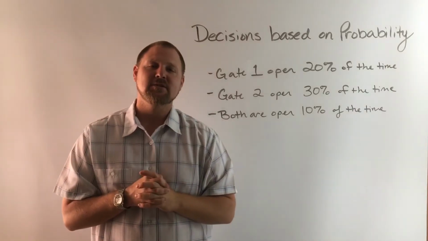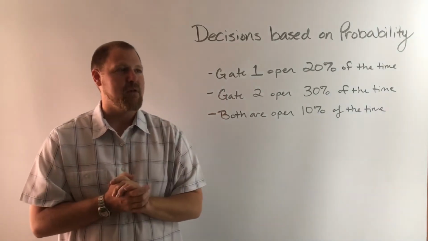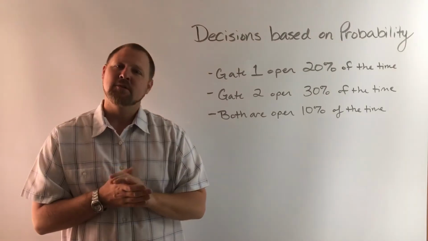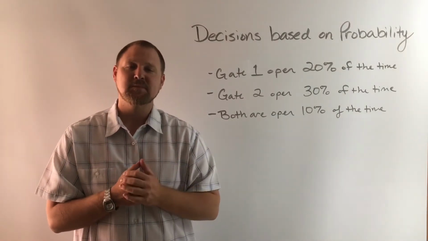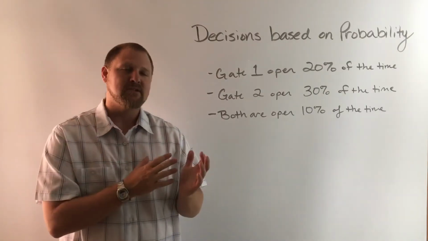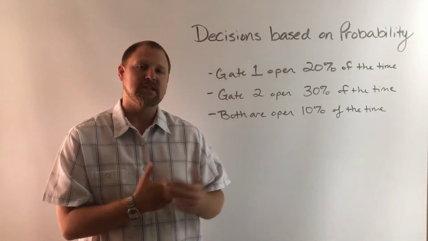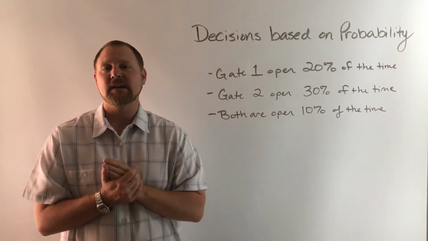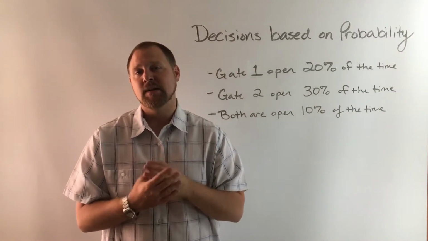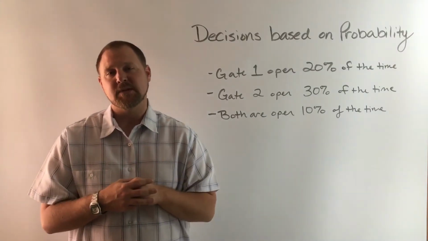The next section in Unit 2 talks about decision making based on probabilities. We're going to do 2 or 3 different scenarios. The first scenario talks about video games. In this particular video game, you have to pass through a couple gates in order to move on to the next level. The first gate is open 20% of the time. The second gate is open 30% of the time, and they're both open 10% of the time.